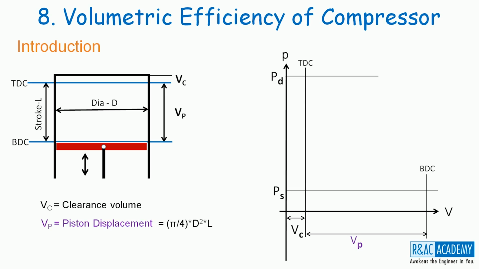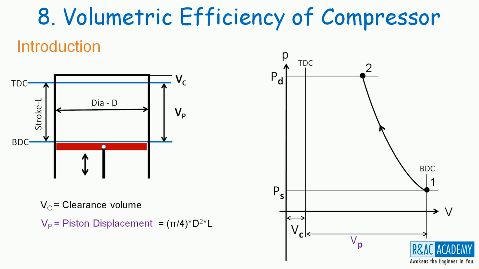Let us say this is the state of the refrigerant, and let us number that as 1. The refrigerant at state point 1 is at pressure PS and the piston is at BDC. When the piston starts moving towards TDC, the pressure of the refrigerant will start increasing. When state point 2 is attained, the refrigerant pressure reaches PD. However, the piston hasn't reached the TDC yet.